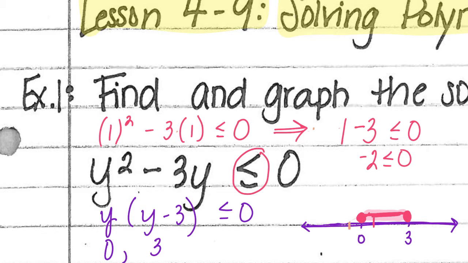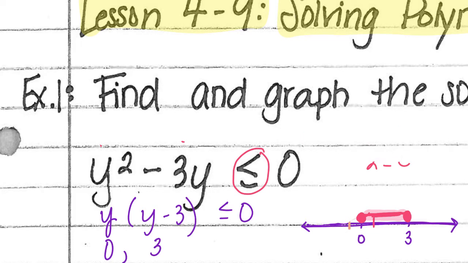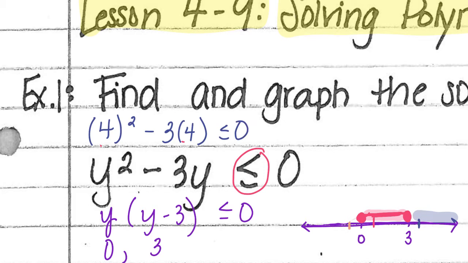Now, we also have to check to see if a number greater than 3 works. So you do have to check every single section. So I'm going to check if a number over here works, and I'm going to check that with the number 4. 4 squared minus 3 times 4. Is this less than or equal to 0? Let's see. 16 minus 12. Yeah, that's not less than or equal to 0. So I know this section right here is not going to work.